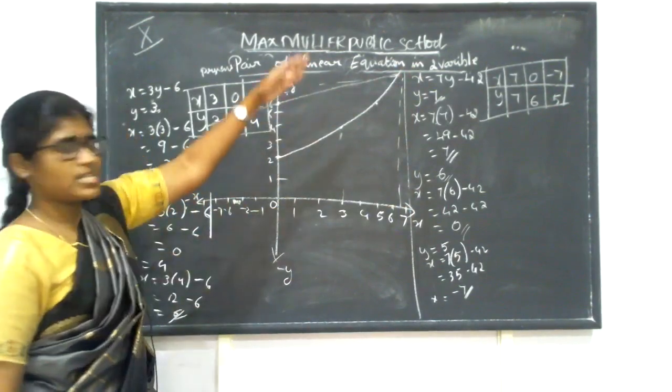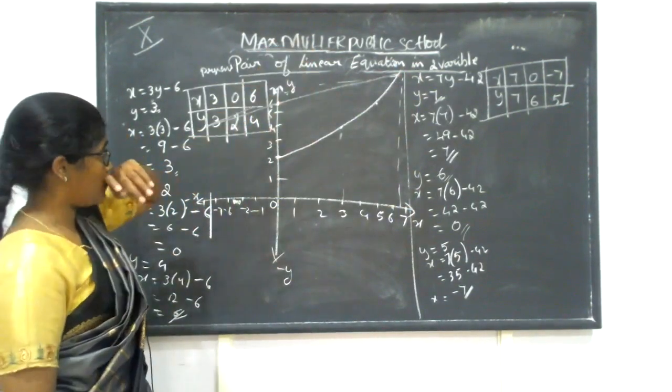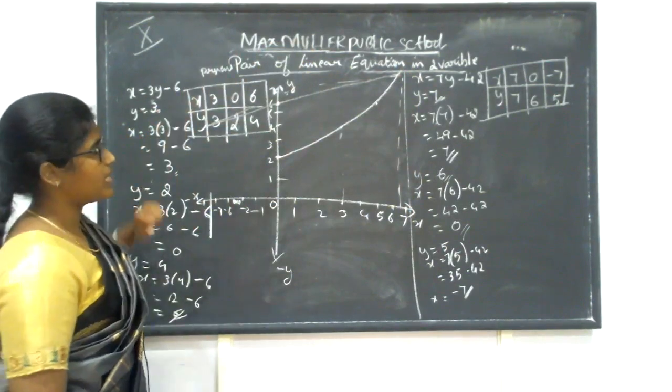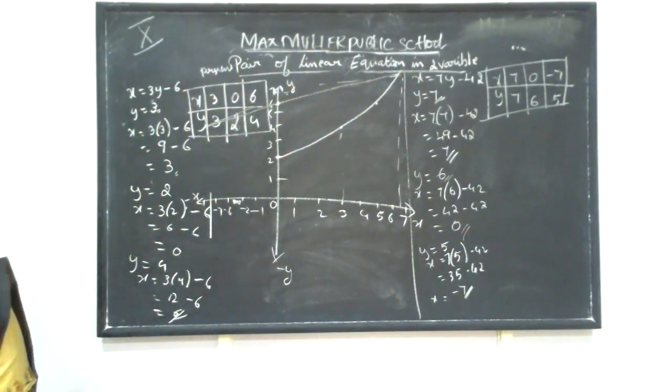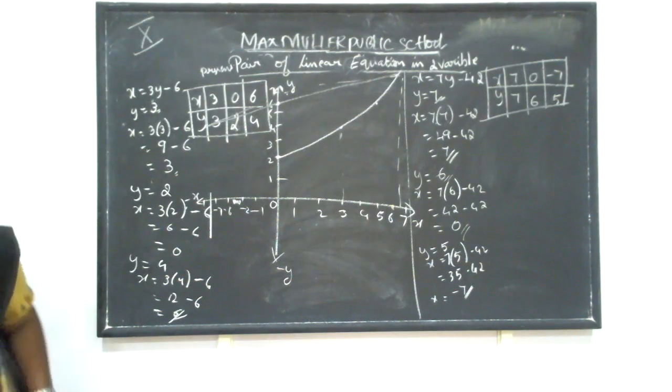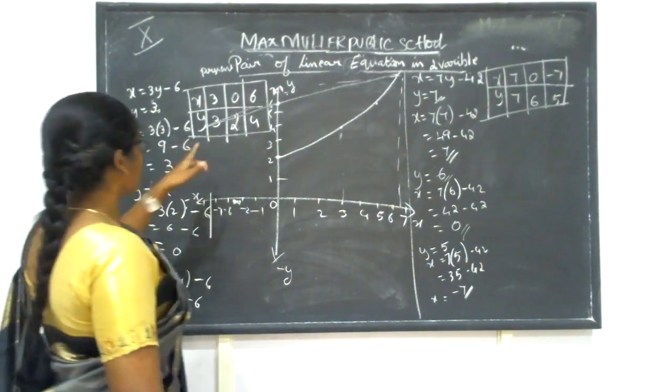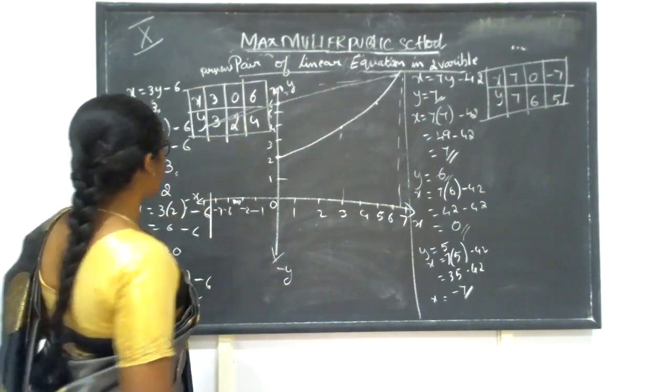No, you will get the intersecting point, children. If you extend your graph, you will get the intersecting point. Where will they intersect? I'll tell you the answer. Wait. Check whether they intersect. No, there is no intersecting point.